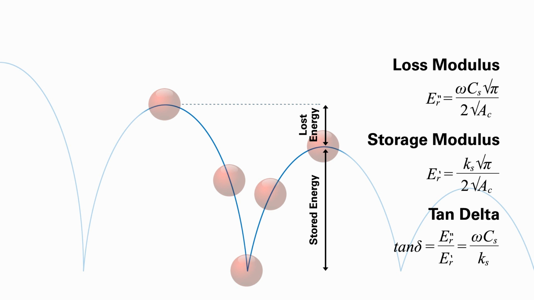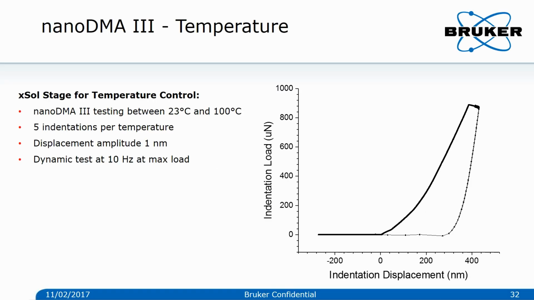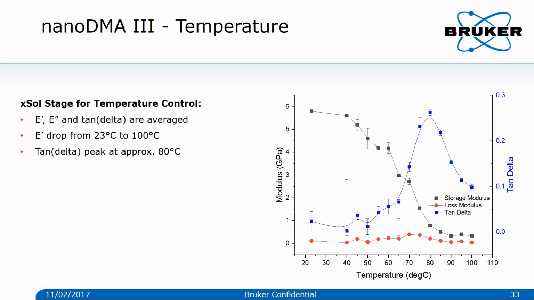While the interaction between the ball and the floor represents a large number of frequencies, a nanoDMA experiment is performed at one frequency at a time. 5 nanoDMA tests with a frequency of 10 Hz were performed for each temperature. The displacement amplitude is 1 nanometer. A typical load displacement curve with a 10 Hz dynamic test at the maximum load is visible on the right-hand side.